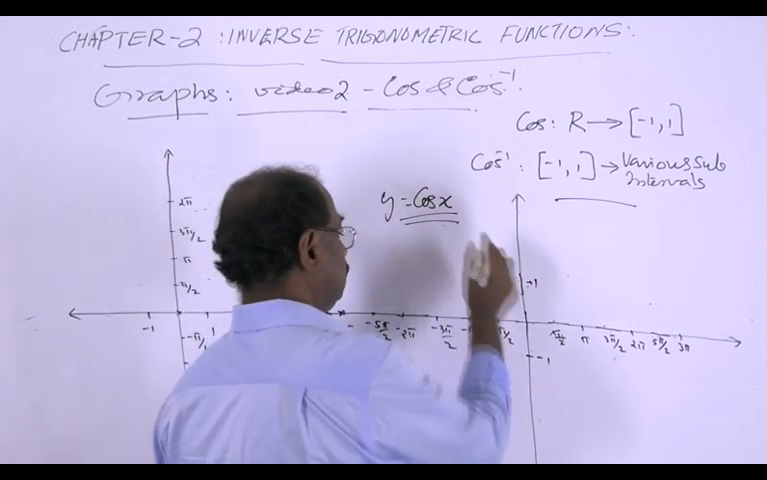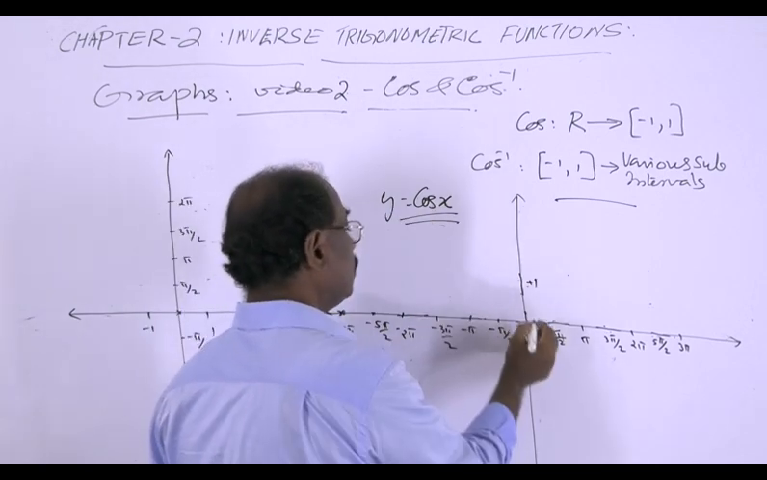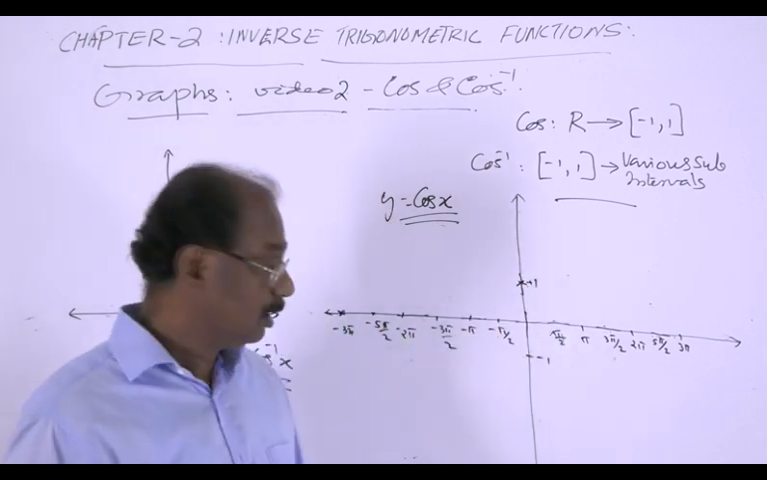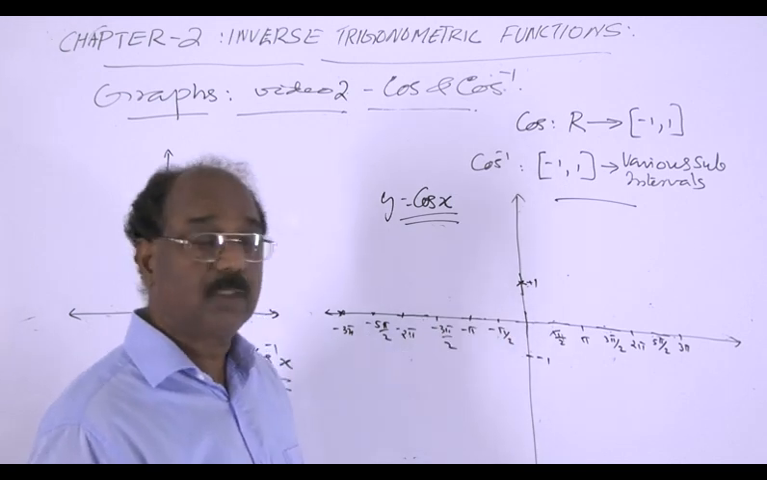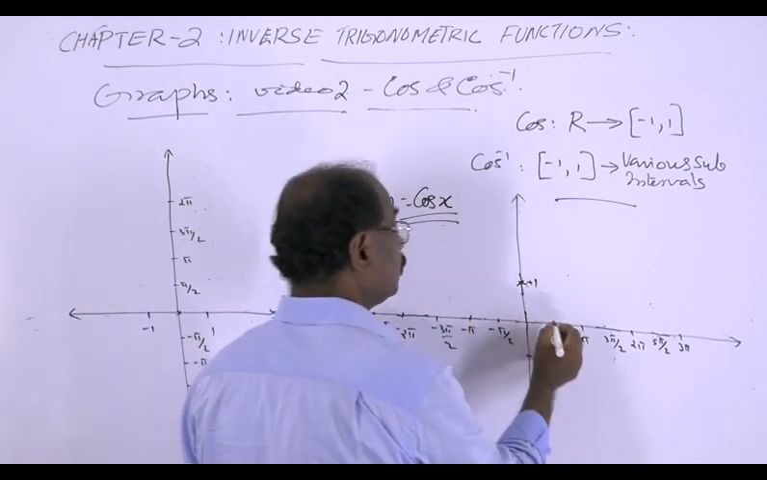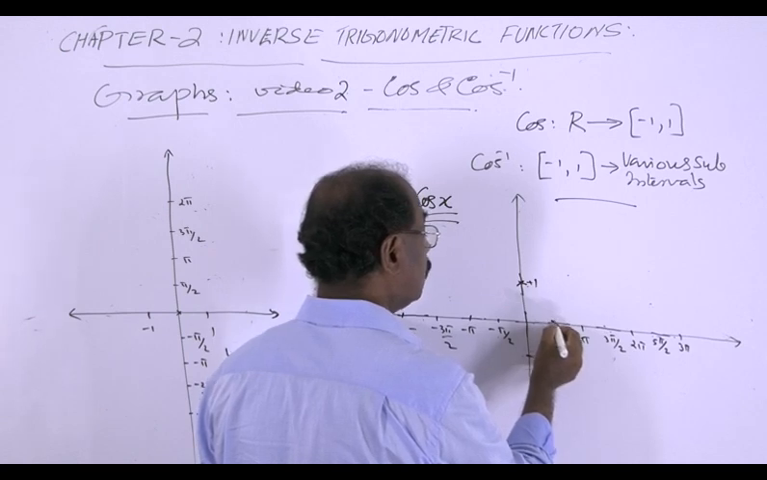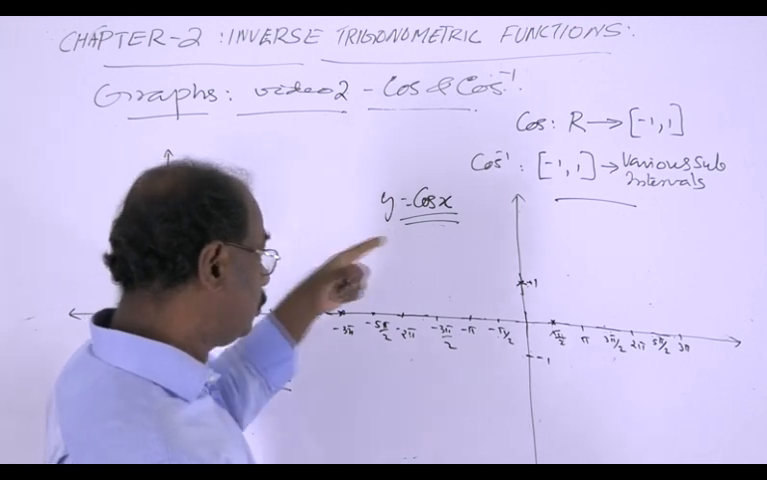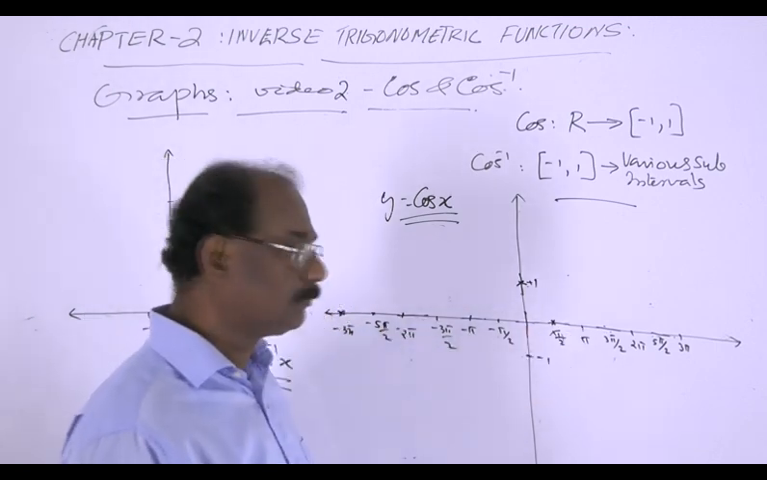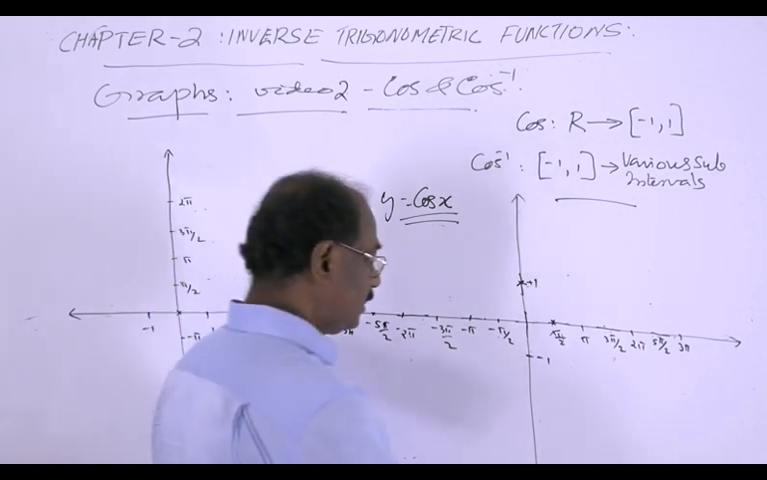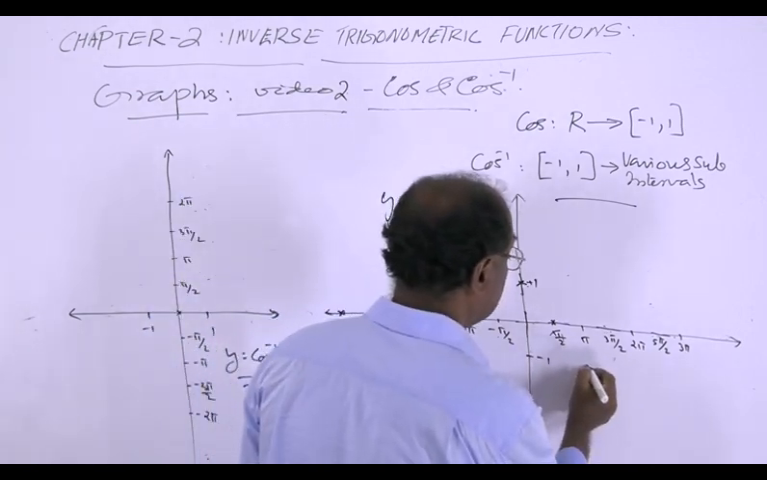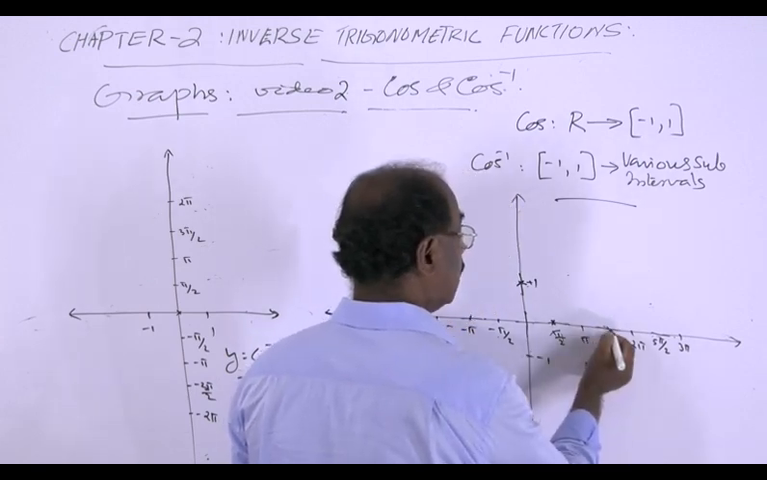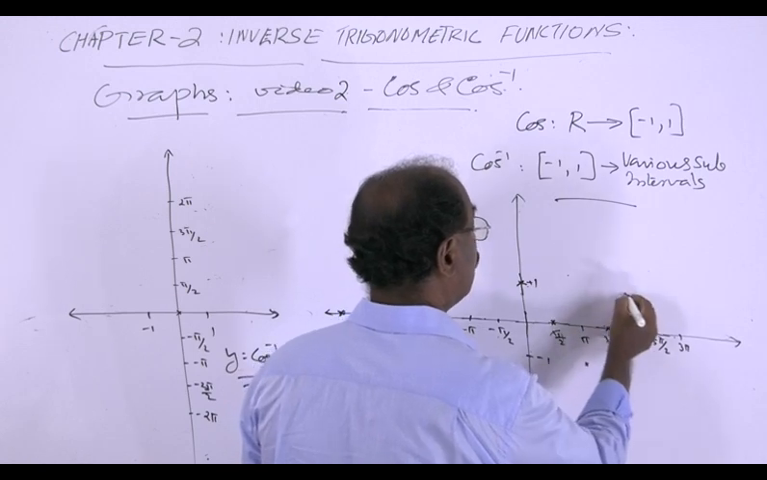Now we plot various points. When x equals 0, cos 0 is 1, so mark the point (0, 1). When x equals pi by 2, cos pi by 2 is 0, so mark that point. When x equals pi, cos pi is minus 1, so mark the point here. At 3 pi by 2, the value is 0, mark it here. At 2 pi, the value is 1, mark it here.